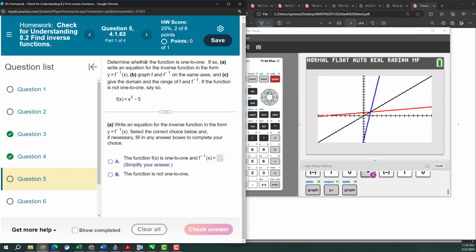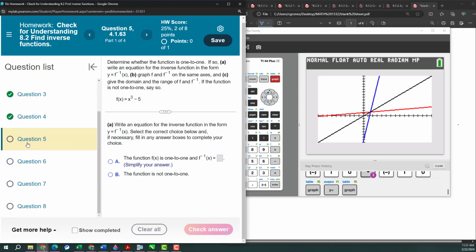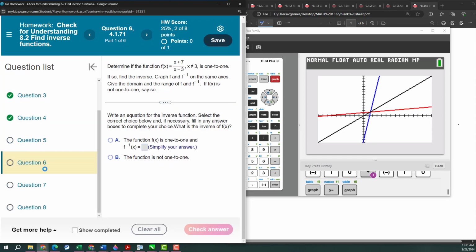Number 5, determine whether the function is one-to-one. If so, write an equation for the inverse. And then we're going to graph and then give the domain and range. So very similar to what we just did. So I'm actually not going to do number 5, but this is a question. There is a test question like this on your assessment. And the assessment for Module 8 and 9 are going to be combined.